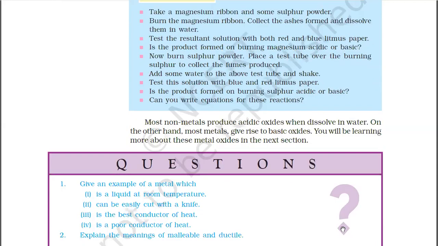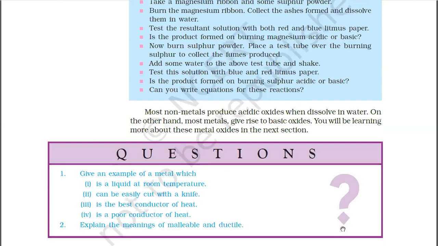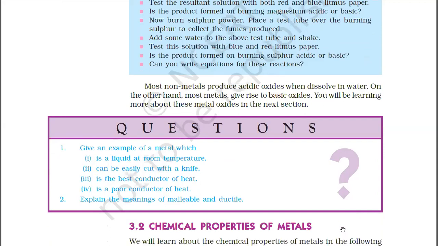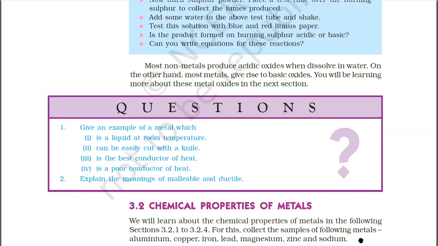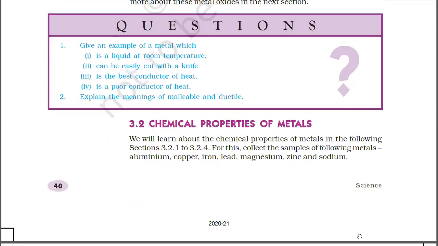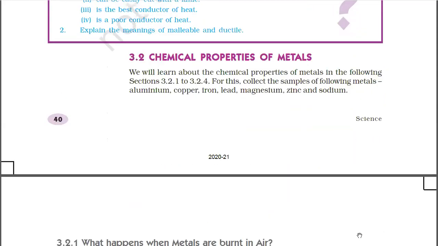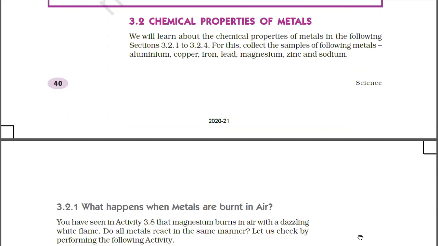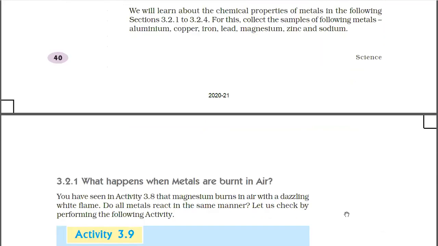Most nonmetals produce acidic oxides when dissolved in water. On the other hand, most metals give rise to basic oxides. You will be learning more about these metal oxides in the next section. Chemical properties of metals. We will learn about the chemical properties of metals in the following sections 3.2.1 to 3.2.4. For this, collect the samples of the following metals: aluminium, copper, iron, lead, magnesium, zinc, and sodium.